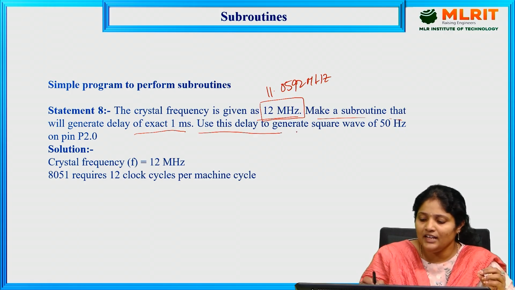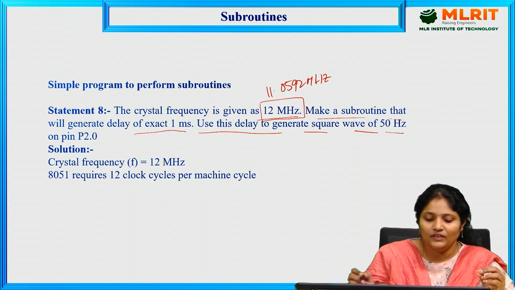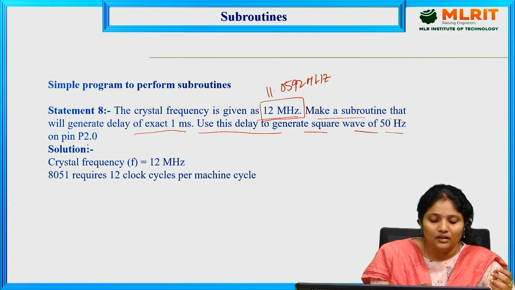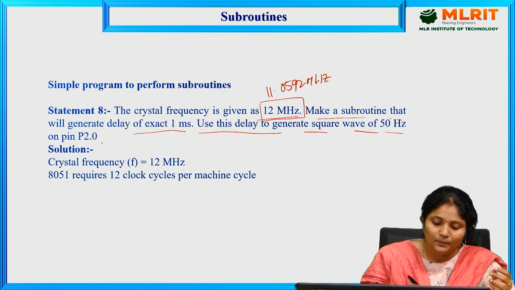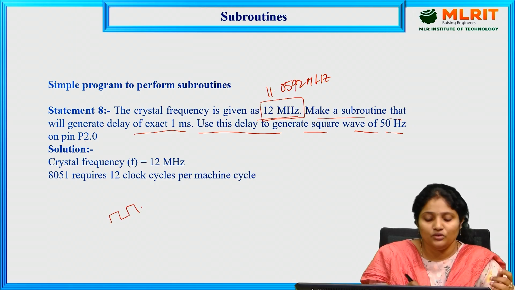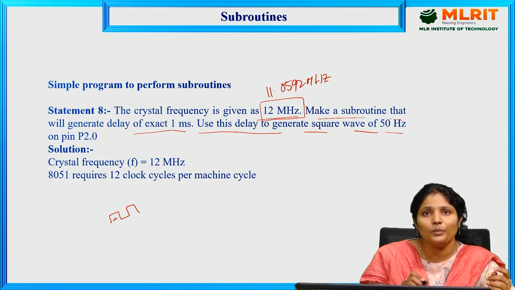Use this delay to generate a square wave of 50 Hz on pin number 2.0. That particular pin needs to provide a square wave like this. So what is the delay between the transitions? I need to produce 1 millisecond.